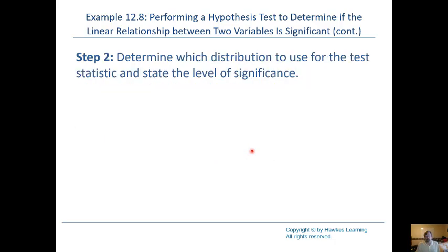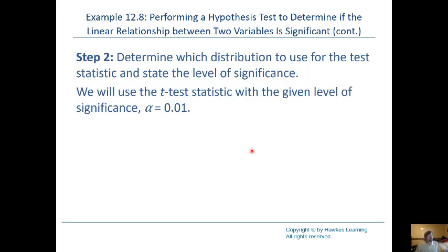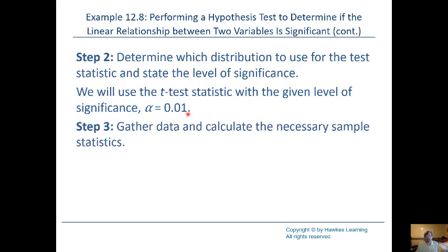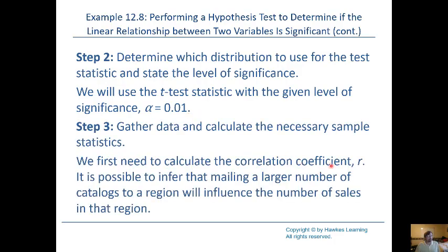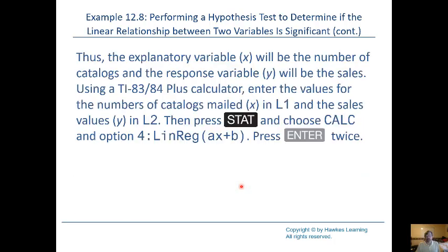Okay, so we're going to use the t-statistic, and the level of significance was 0.01. We'll need to calculate the correlation coefficient, and for that, again, we will do this electronically. The explanatory variable in this case is the number of catalogs. They're wanting to see if the number of catalogs affects sales.